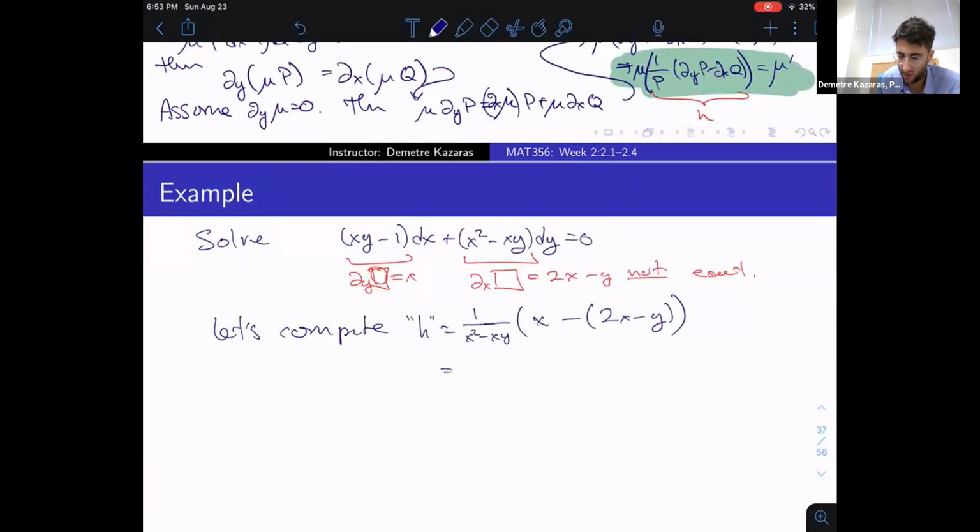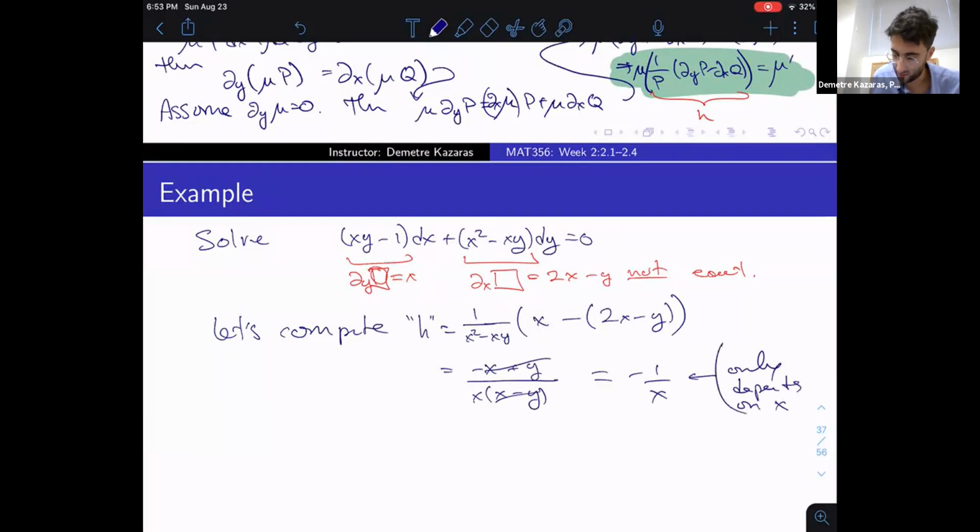Okay, so let's see what we got here. We got a little bit of cancellation here. We got an x with a minus sign, and then plus y over, and then in the bottom, we could factor out an x. We get x times x minus y. Well, these cancel, up to the top is negative x minus y. So these can cancel, and this becomes minus 1 over x. And notice this only depends on x, no y's.